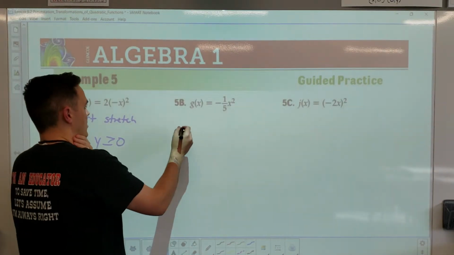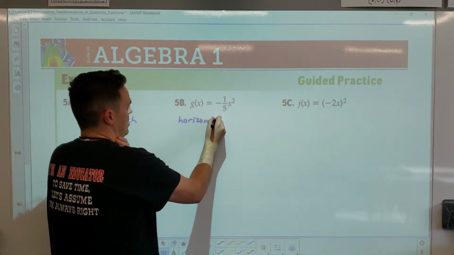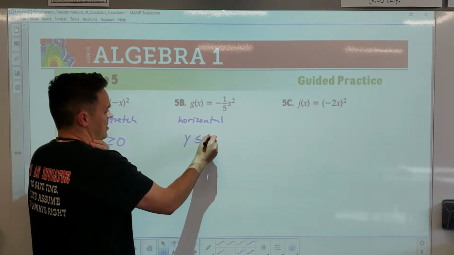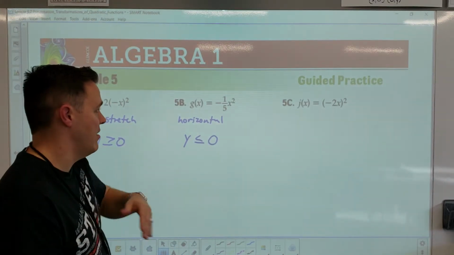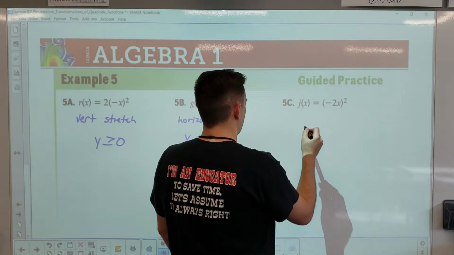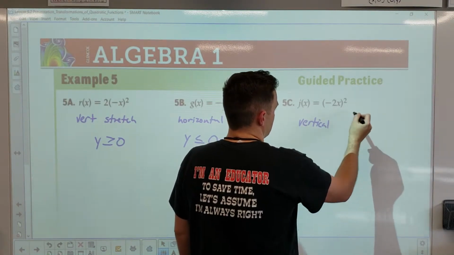And then this one here would be horizontal stretch. And then this is going to be y. 0 is the greatest value that you would have. The reason I know is because it's a negative number and it's flipped down. This one right here would be a vertical stretch. And this would be the same thing.